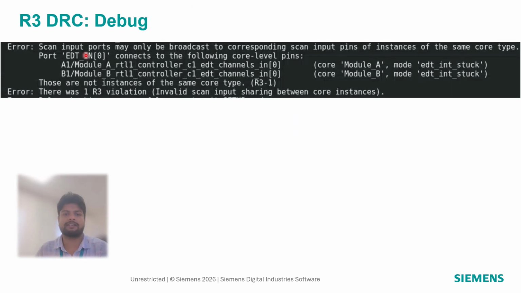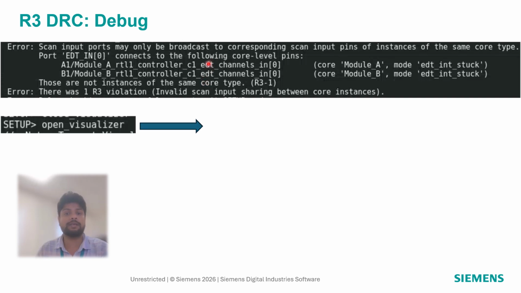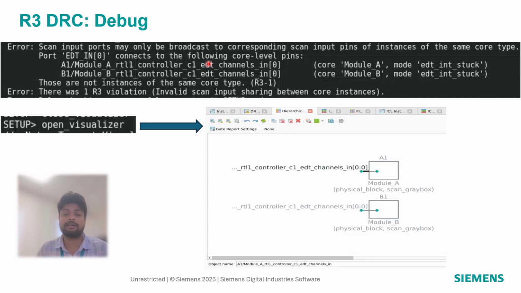Now let's take an example of R3 DRC. In this case, the error message indicates that scan input port EDT in 0 is connected with two EDT instances of different core types. To debug this DRC, we need to open the Tessent visualizer using Open Visualizer. In the hierarchical schematic, copy the name of the core level pins from the error message and paste them in the object name as shown in the figure.